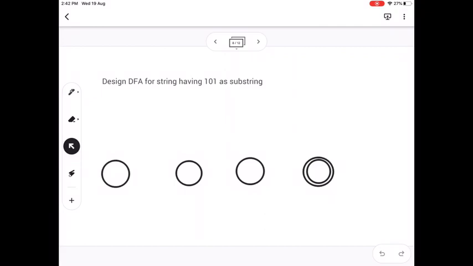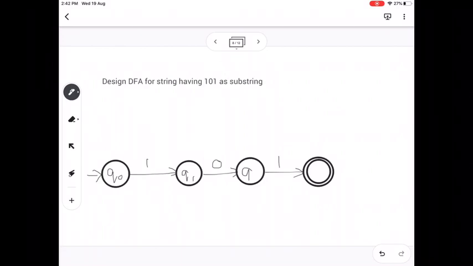Okay. So, first, as it is given 101, I will draw for 101 first. Okay. Initial state we have to mark by this arrow. So, Q0 is your initial state, then I will draw for 1, 0, 1. Okay. As I have got 101 and I am reaching my final state, I will label the states Q1, Q2 and Q3.